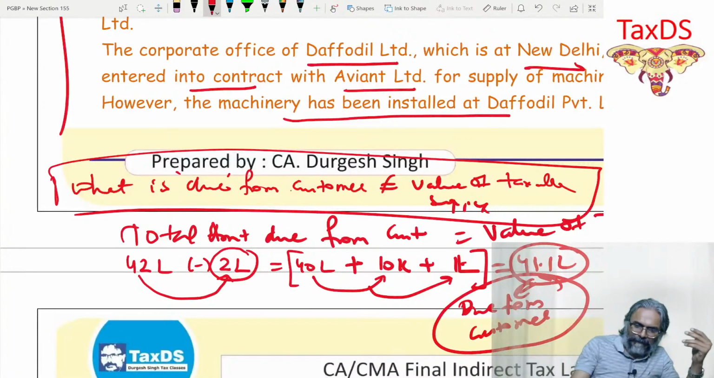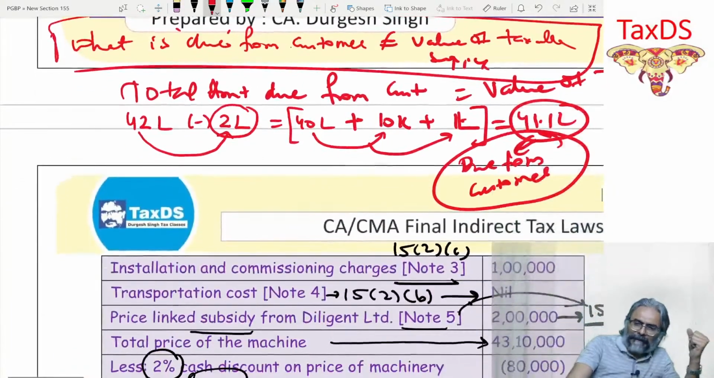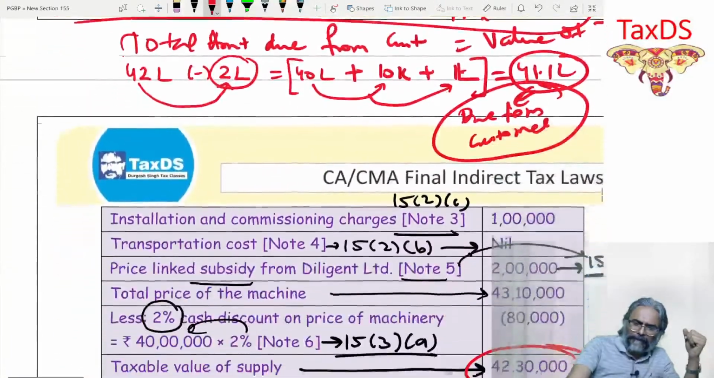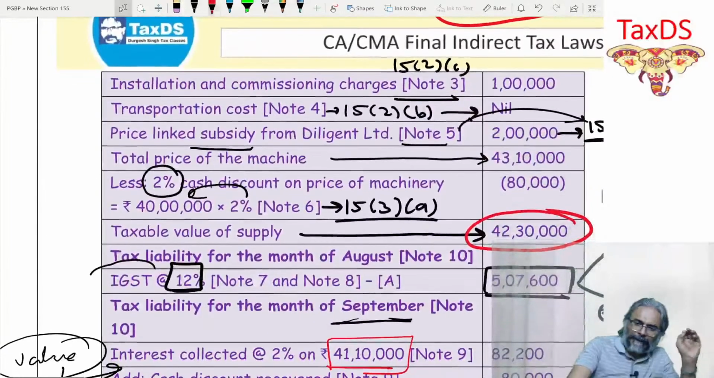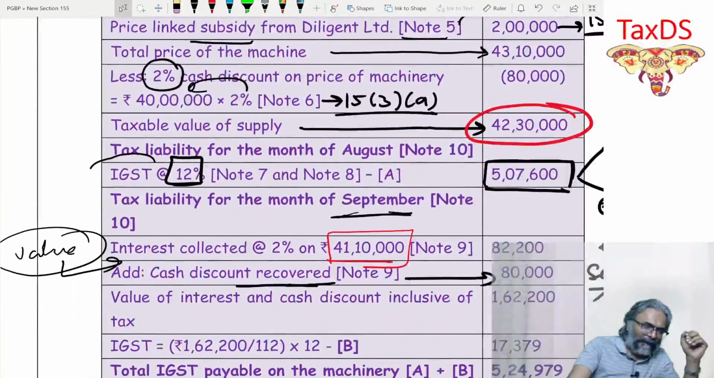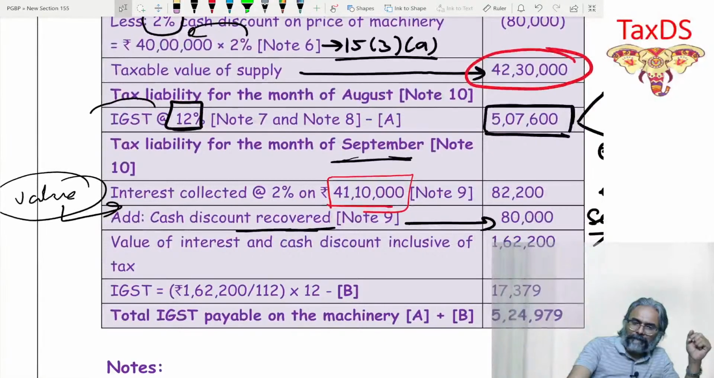And if that is the case, student, then the final answer is also known to us now. Final answer, students, is also known to us. 2% is on 41.10 lakhs.